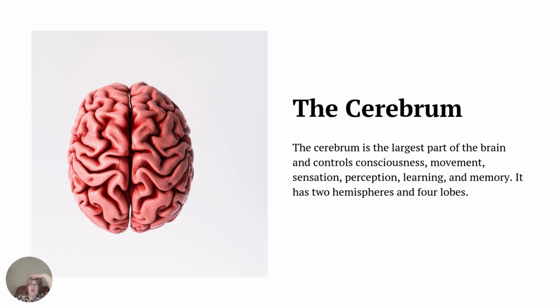The cerebrum, that is the whole part on the top, is the largest part of your brain, and it controls all your consciousness, your movement, sensation, perception, learning, and your memory. It has two hemispheres, one on the left and one on the right, and it has four lobes, which would be the front and the back.